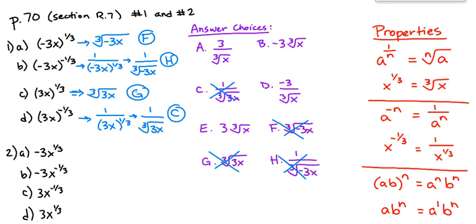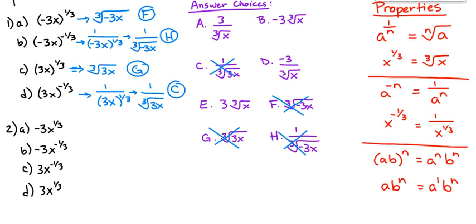Okay, moving on to problem number 2. We have very similar things going on here, except that no parentheses are involved. So in this case, the negative 3 is just to the first. It's not being raised to the 1/3. Same here. 3 is not being raised to the negative 1/3. It's just to the first. And this 3 is not being raised to the 1/3. It's just 3 to the first.